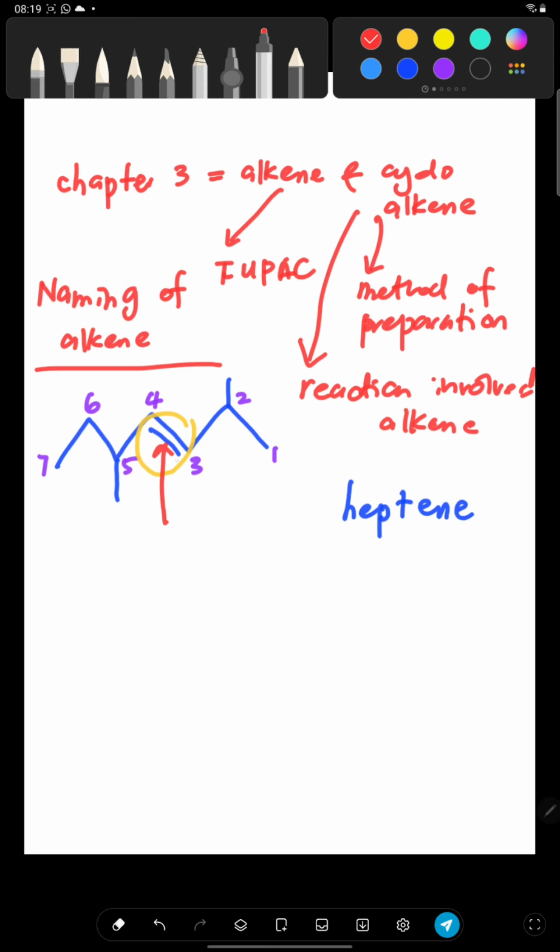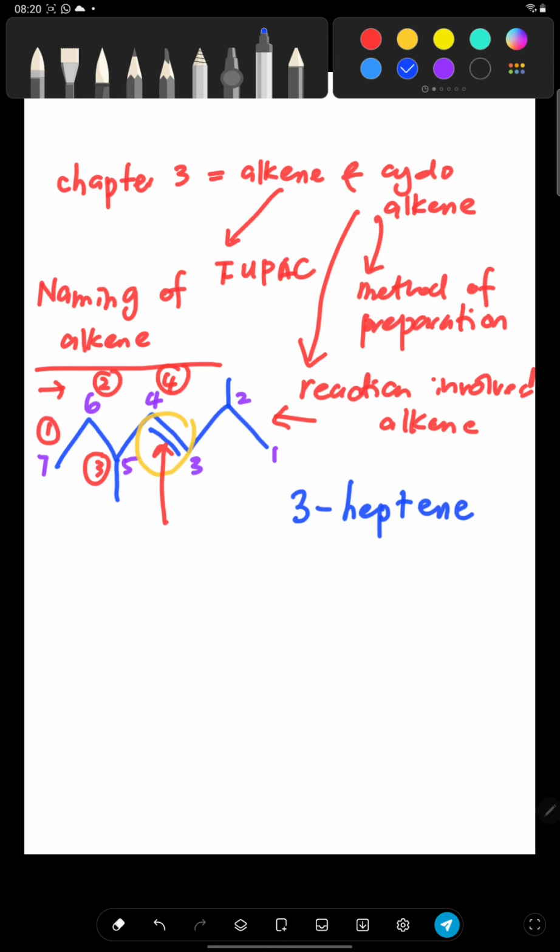After that, you need to locate the position of the double bond. Make sure the location of the double bond has the lowest number. If we count from right to left, we get 1, 2, 3. So the double bond is at location number 3. However, if we count from left to right, you get 1, 2, 3, and 4. So which one should you choose? You need to choose right to left, because counting from right to left gives the lowest number for the double bond. Then you put the location of the double bond, carbon number 3. So you put 3 here.